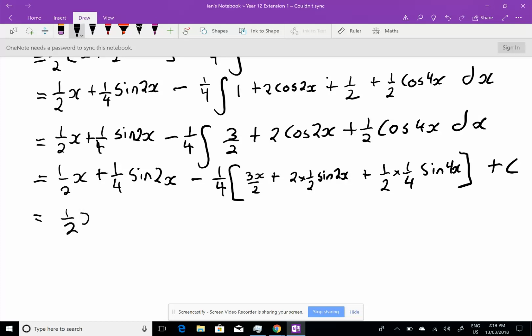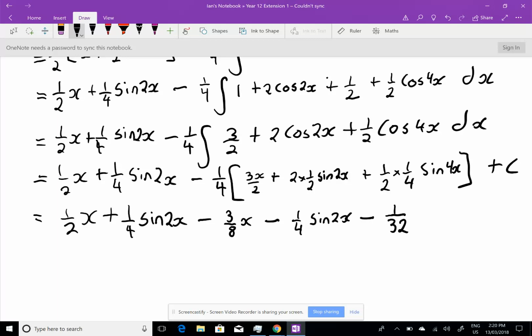Okay, so here I go. I've got a half x plus a quarter sine 2x minus 3/8 x minus a quarter sine 2x minus, 32, right, 2 times 4 plus the other 4, so it's 2 times 16, sine 4x plus some constant.